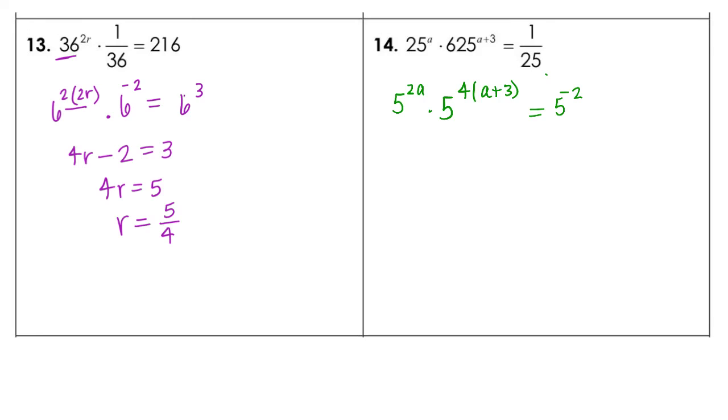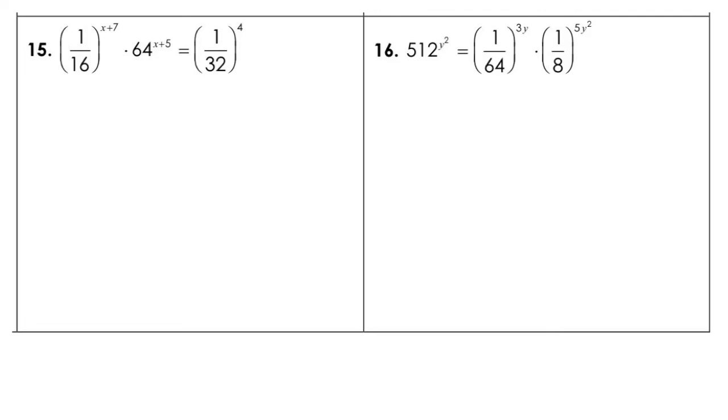And so putting this together now, we have 2a plus 4a plus 12 equals negative 2. So we're going to have 6a equals negative 14. And so we're going to divide both sides by 6. So a is going to be negative 7 thirds.